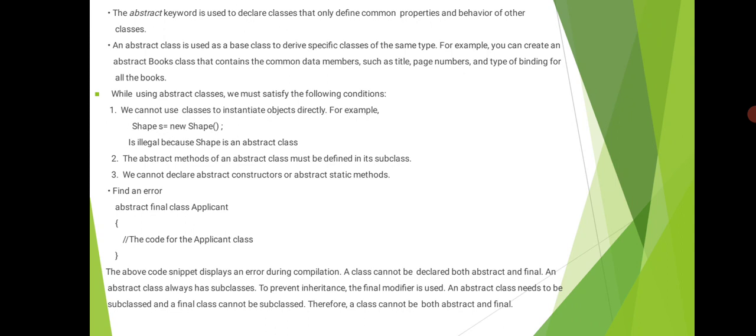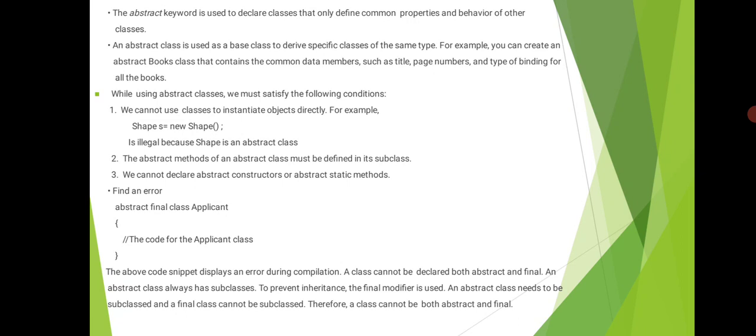For example, we have a class called Shape. If we create an object for the Shape class using the new keyword, then that line will give an error, that Shape is an abstract class and it cannot be instantiated. It is illegal because Shape is an abstract class. An abstract class cannot create objects because it should be inherited by other classes.